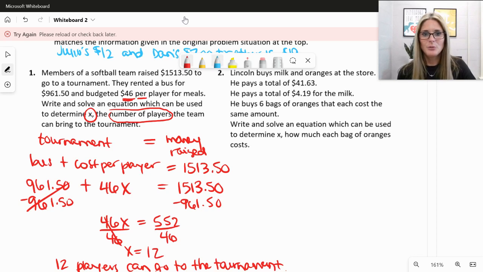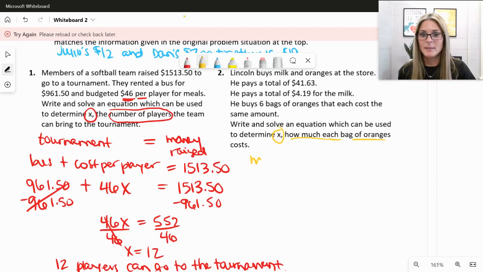Let's look at number 2. Lincoln buys milk and oranges at the store. He pays a total of $41.63. He pays $4.19 for milk, and he buys 6 bags of oranges that each cost the same amount of money. Write and solve an equation that could be used to determine X, and they've already defined X as how much each bag of oranges costs.